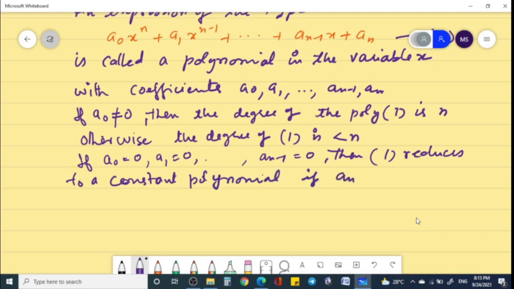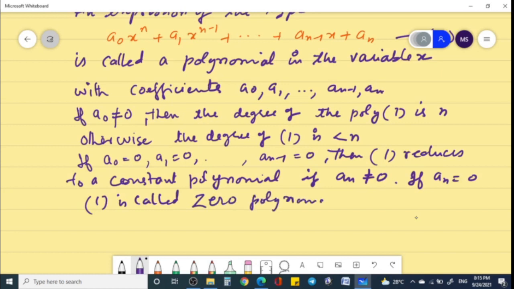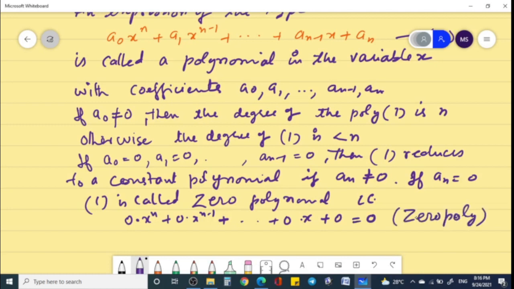If a n is not equal to 0, it is a nonzero constant polynomial. If a n equals 0 as well, it is called the zero polynomial, that is, all terms are 0: 0 x raised to power n plus 0 x raised to power n minus 1 plus ... plus 0 x plus 0 equals the zero polynomial. The degree of the zero polynomial is not defined.